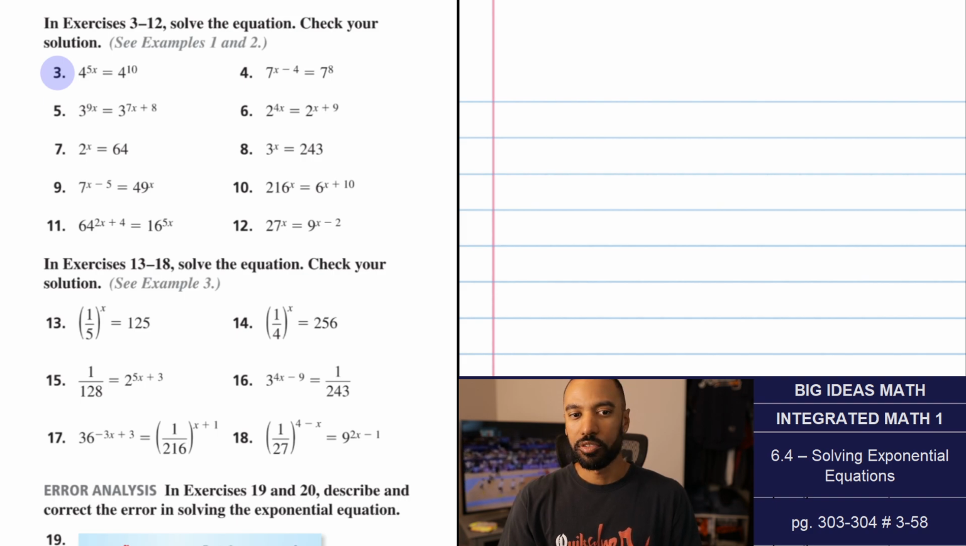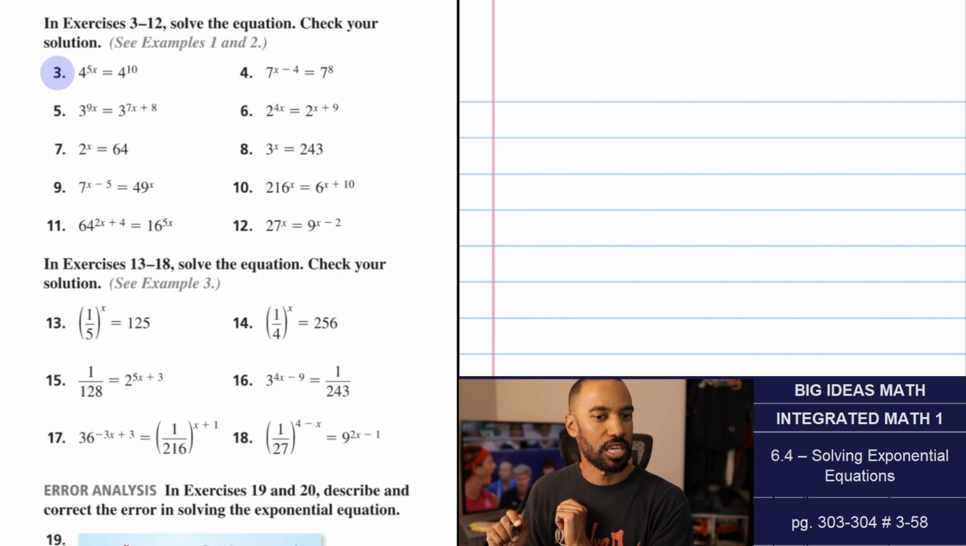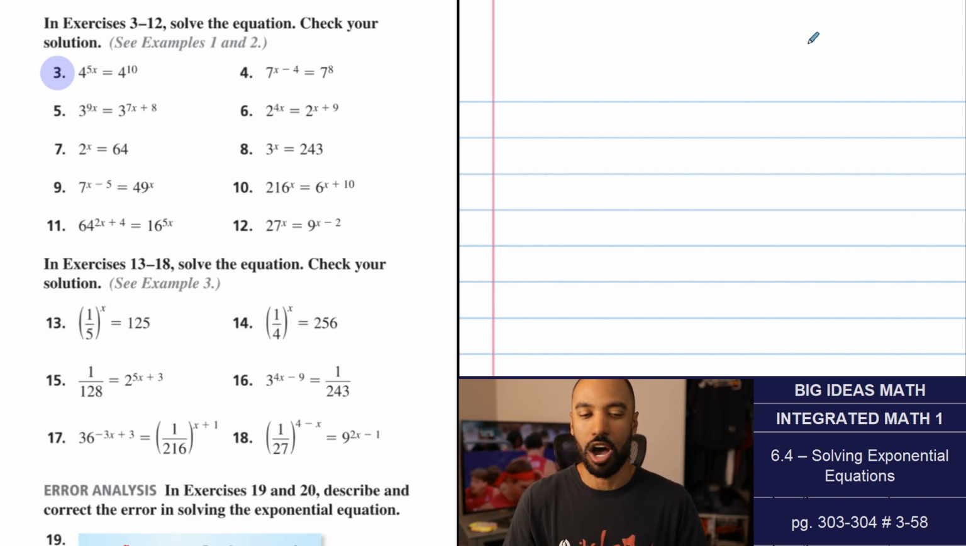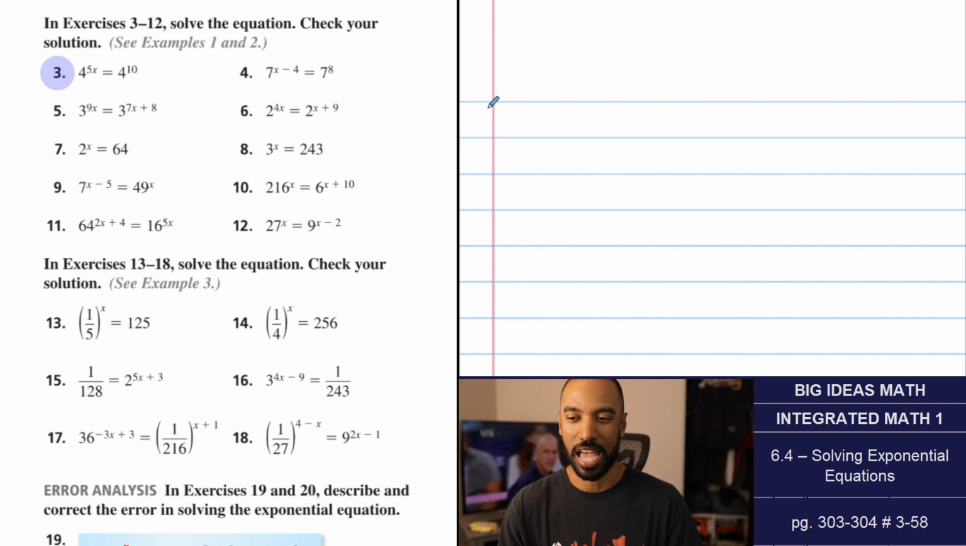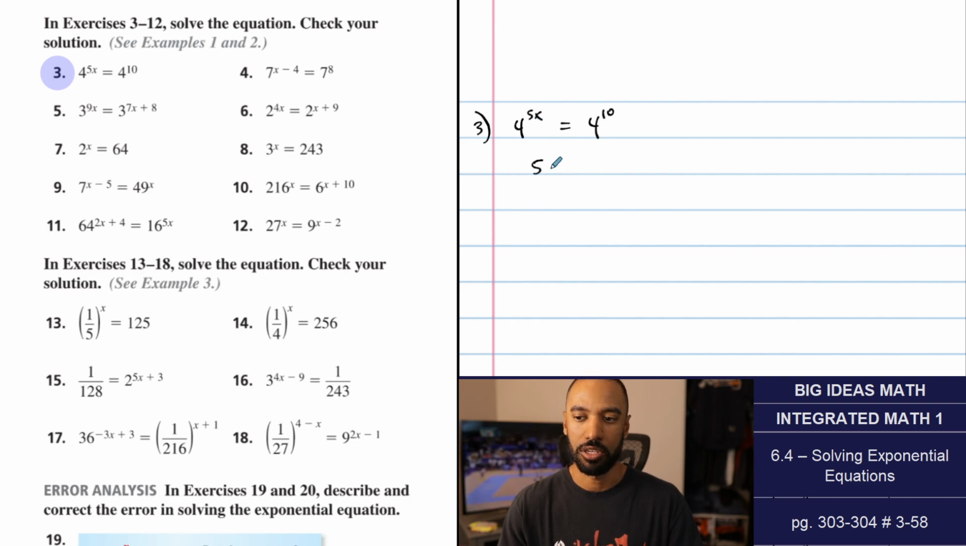Numbers 3 through 12, solve the equation, check your solution. If you scan through this list, oh, that's not true. I take it back. I was going to say, if you scan through this list, you'll see all bases match. Actually, the first 4 have bases matching. After that, we're going to have to match bases for ourselves. So we have 4 to the 5x power equals 4 to the 10th power. And if you followed me on the lecture portion, as long as the bases are the same, y'all, you can set the exponents equal to each other, just like that. Divide both sides by 5, you get x equals 2.